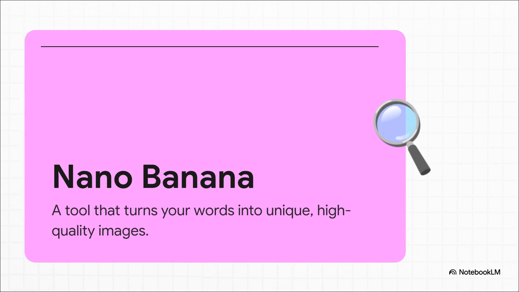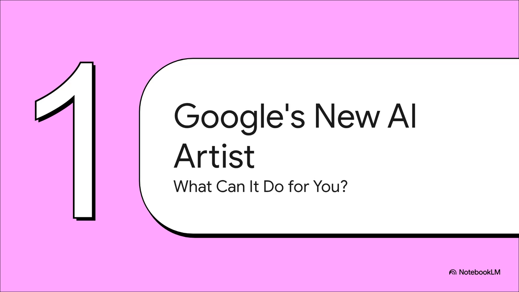Think of it like having an artist on call 24/7, ready to bring your ideas to life in an instant. Now, the engine behind all this is Google's Gemini 2.5 model, which basically just means it's fast, pretty low cost to run, and unbelievably versatile. So let's pop open this new creative toolkit and see what we're working with.